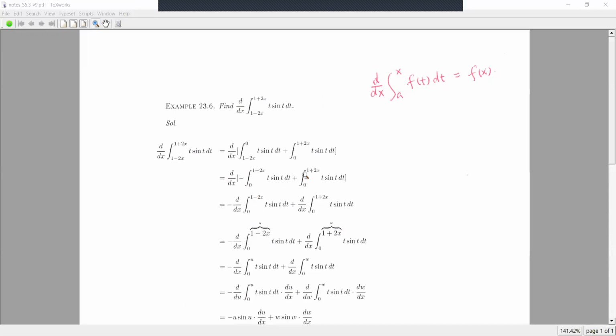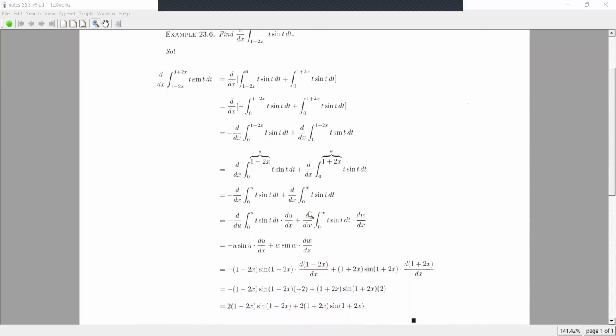This is a sum of two functions. Then take the derivative. By the summation rule, this is equal to the derivative of the first function plus the derivative of the second function. Now we have two derivatives to compute. We need to compute this derivative and this derivative.